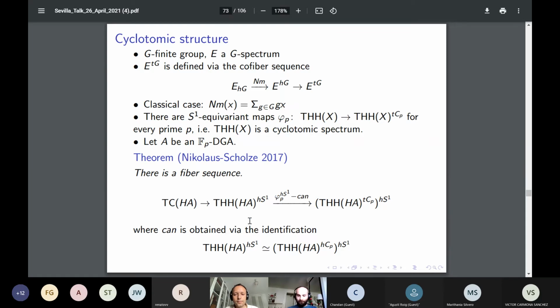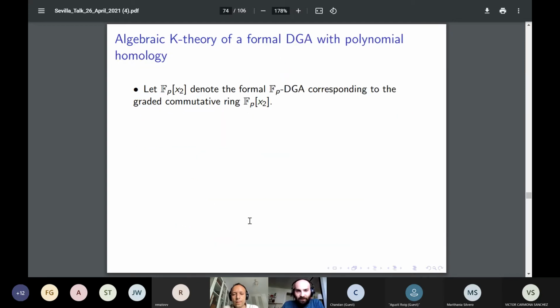which really gave an improvement to the computations. It made it easier to compute topological cyclic homology and therefore algebraic K-theory. And we make use of this definition in our work for our computations. Okay, now I can state our main result.